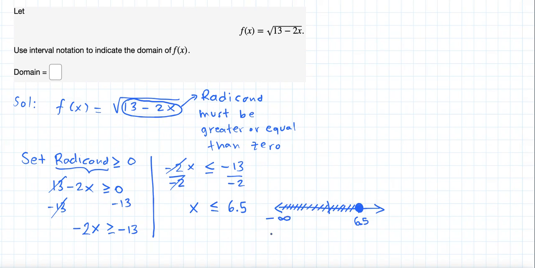So now in interval notation, the domain of f should be starting at negative infinity up to 6.5. Parentheses here because you are never reaching negative infinity. Bracket here because we're including 6.5. And that's all.